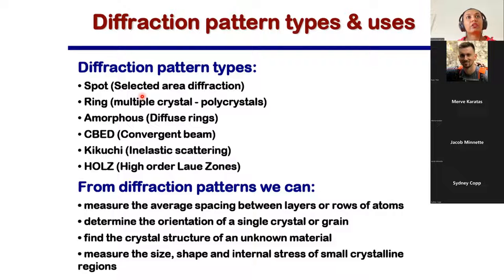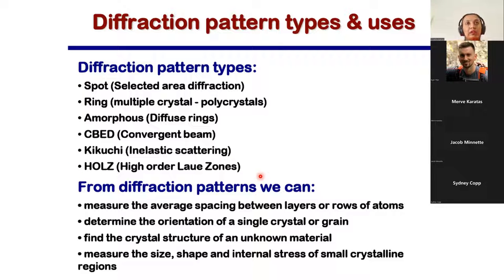So overall, we would talk about four or five kinds of diffraction patterns that are commonly observed under the electron microscope. One, we will see a spot. Then we would see a ring. Then we would see the development of the amorphous zone, which would be in the form of a diffuse ring. Then I would talk about convergent beam electron diffraction. Then we would talk about Kikuchi lines, and we would talk about HOLZ, which is high order Laue zone. This one is more related to the reciprocal lattice, and we would talk in detail once we talk about reciprocal lattice.